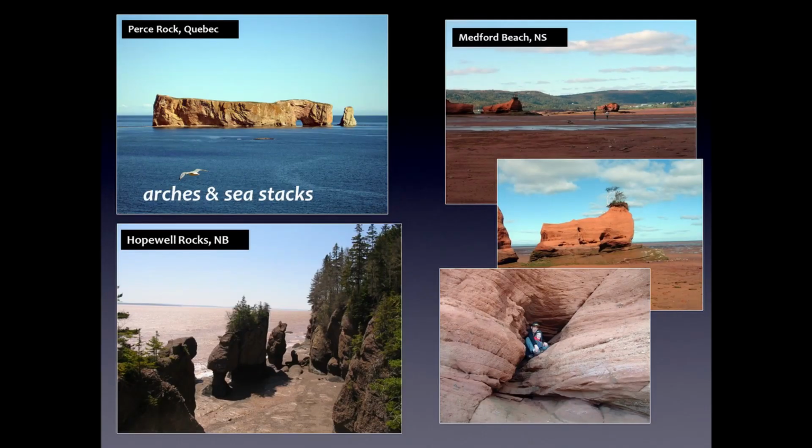And here we have some pictures of different arches and sea stacks along the eastern part of Canada, extending from Quebec and the Gulf of St. Lawrence all the way to New Brunswick as well as Nova Scotia. A series of sea stacks, a series of sea arches. Eventually these sea arches, especially from Percé Rock in Quebec, you can see a sea stack off to the right there. And eventually the section just to the right of the sea arch that you see will become a sea stack as well.